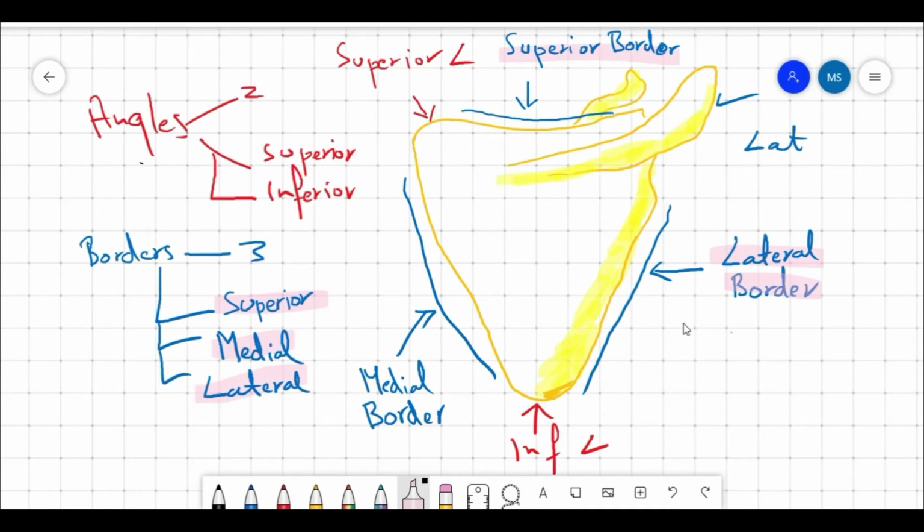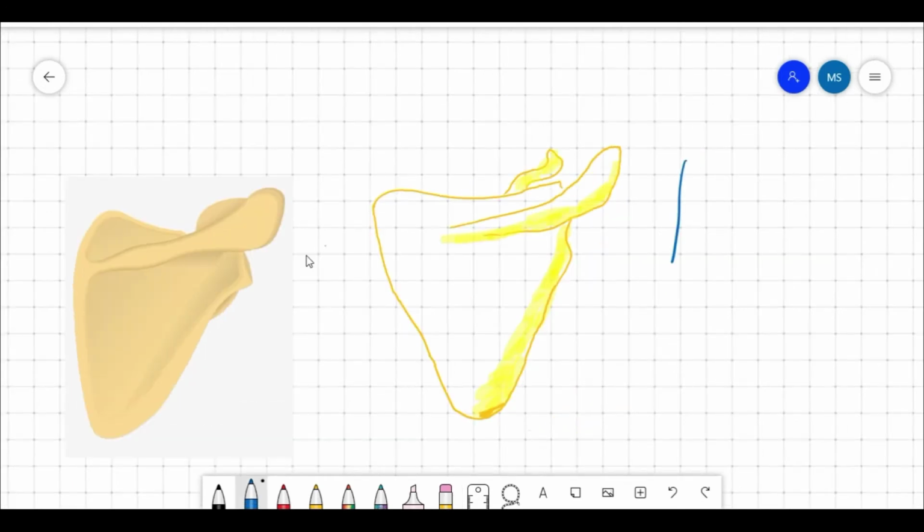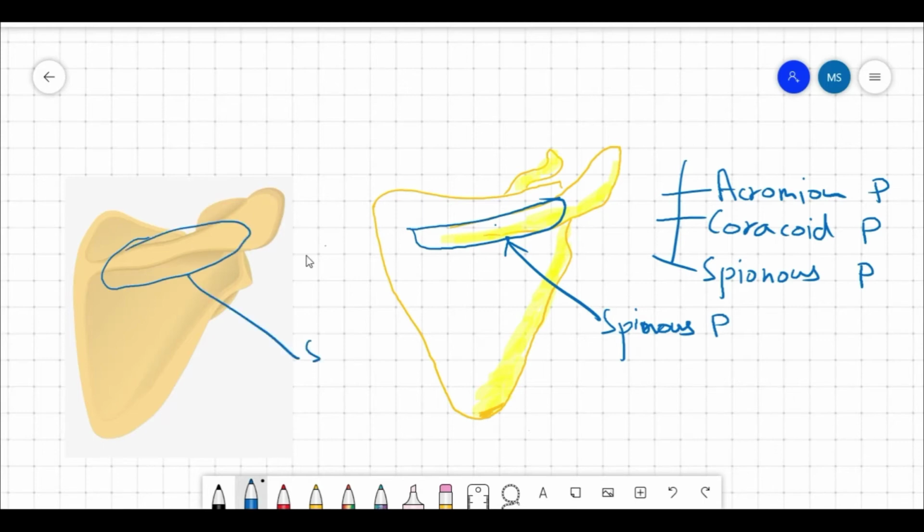Now we are going to study about the processes. There are three processes: acromion process, coracoid process and spinous process. First I will tell you about the spinous process. This is the spine of scapula. Here, this part is the spinous process. Here you see this part is the spinous process.